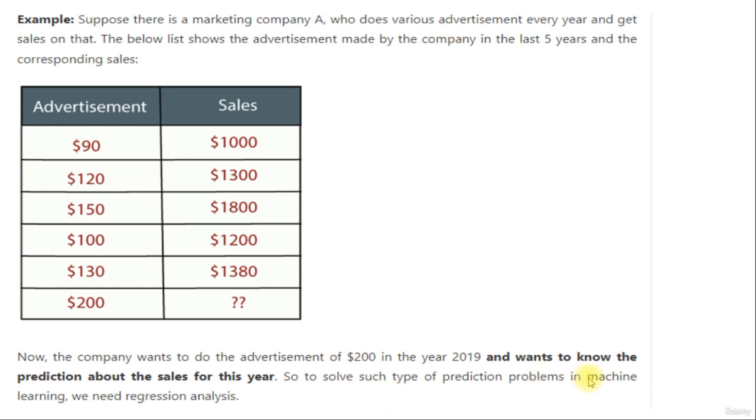To solve such prediction problems in machine learning, we use regression analysis. So what we'll do, we'll train the model based on this entire data, and finally this data will be given as the input to the model at the time of prediction. So based on the patterns extracted from these data points during the training phase, the model will predict the sale value for this particular entry. I hope regression is very clear.